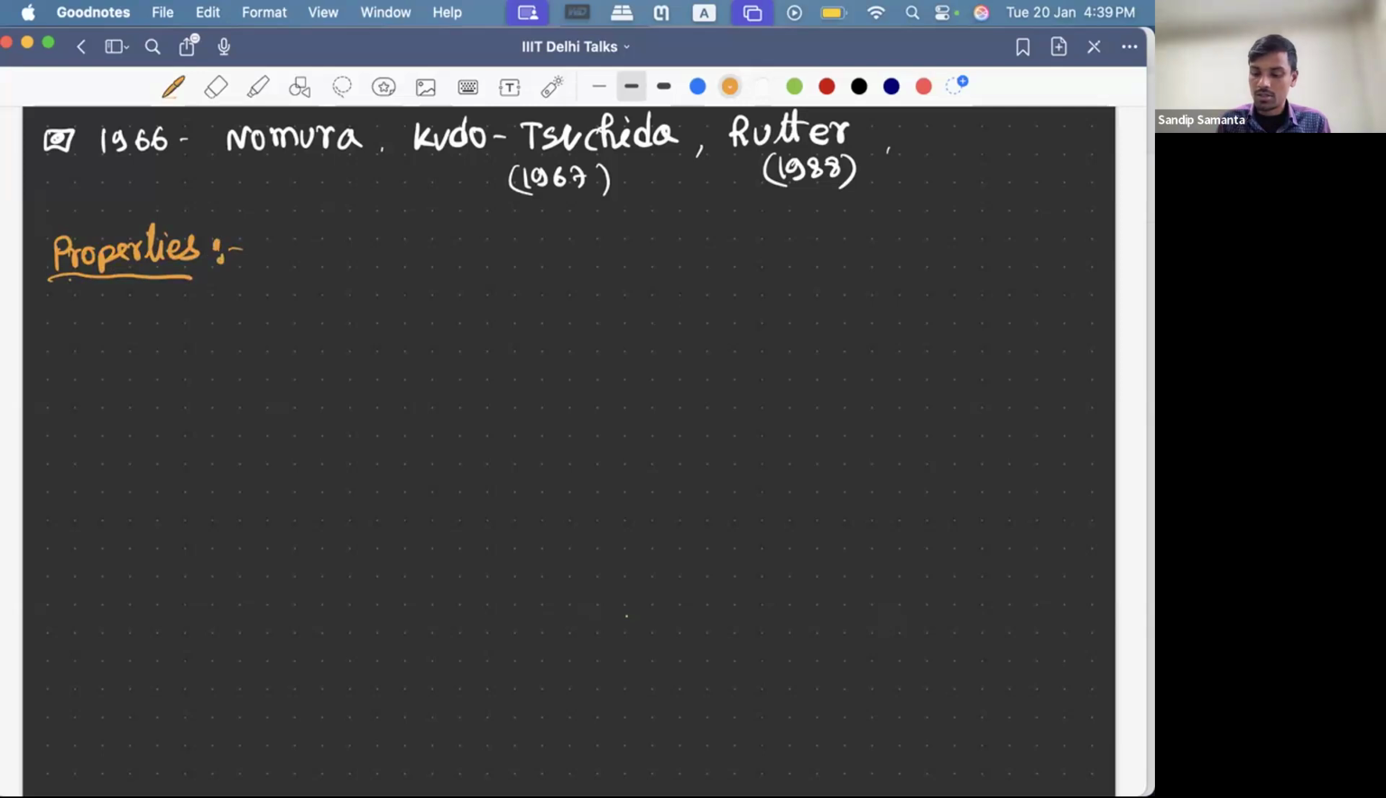Just to get the feel of what kind of group this is: if we have any finite group, then any finite group can be realized as a subgroup of these groups.